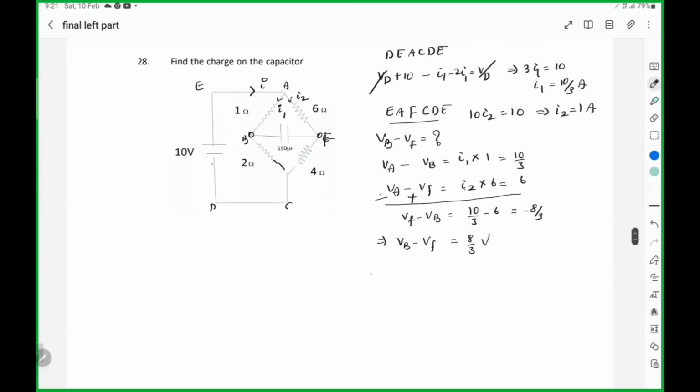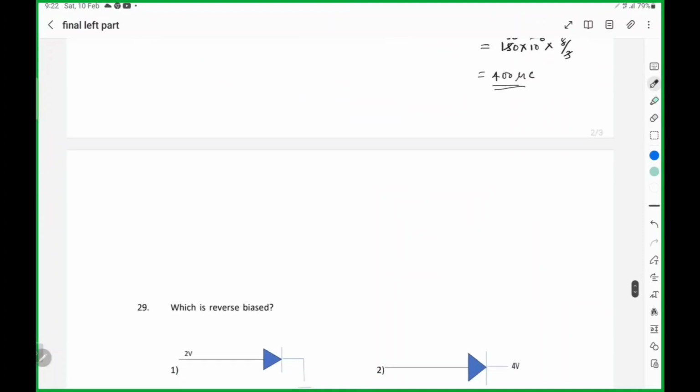So now the potential difference across the capacitor is this. So V is Q by C. So the charge deposited on the capacitor is this. C here is given as 150 microfarads and V is 8 by 3. So 50 times 8, or 400 microcoulombs is the charge deposited on the capacitor.